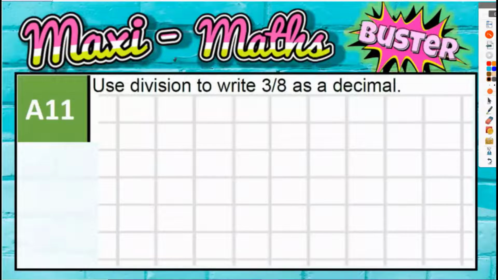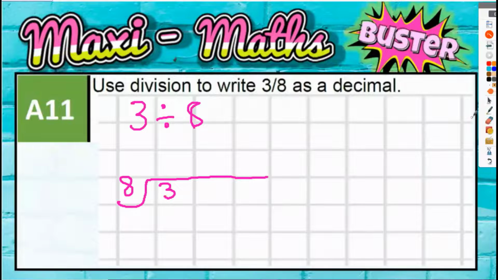Use division to write 3/8 as a decimal. So 3/8 means 3 divided by 8, okay? Which, as a bus stop method, you're going to do like this. You're going to do how many 8s divided into 3. I am actually going to deliberately do it the wrong way around as well, just to show you what would happen. So if I did 3s into 8, we'll see what would have happened there. But we'll do 8s into 3.